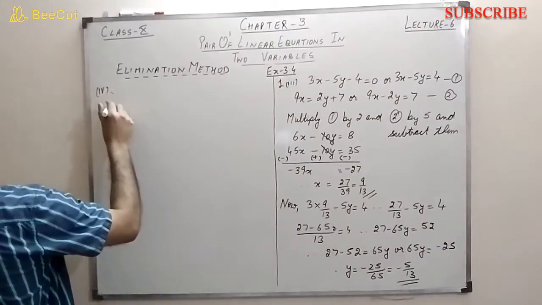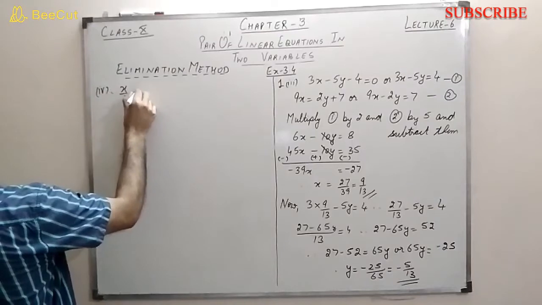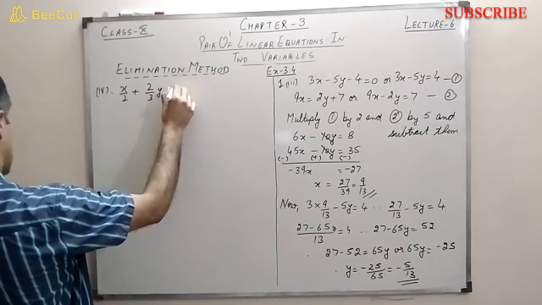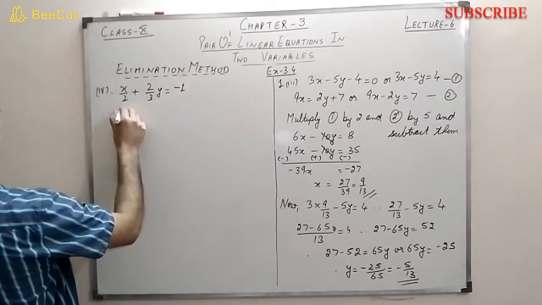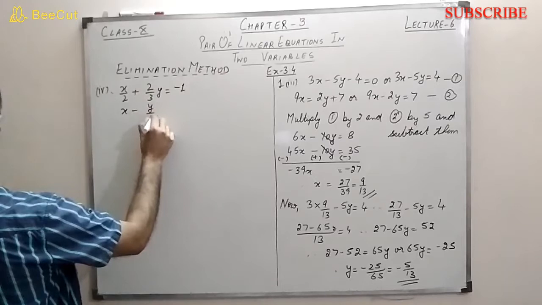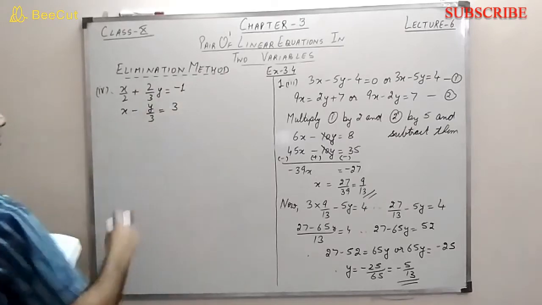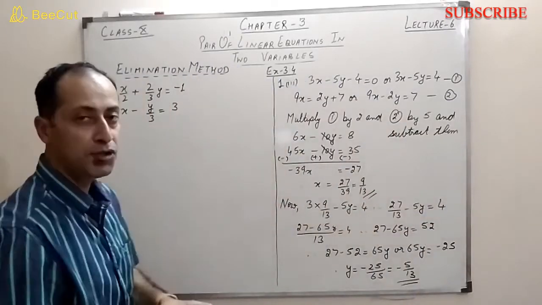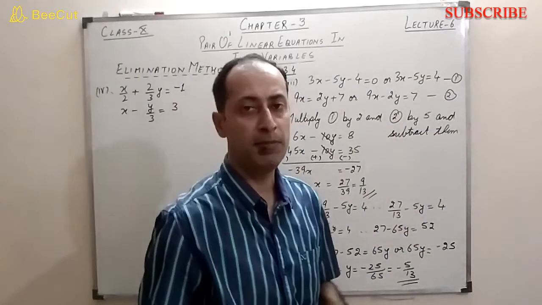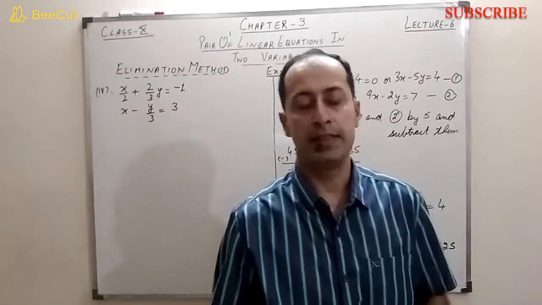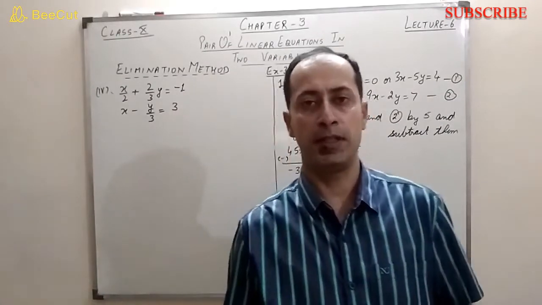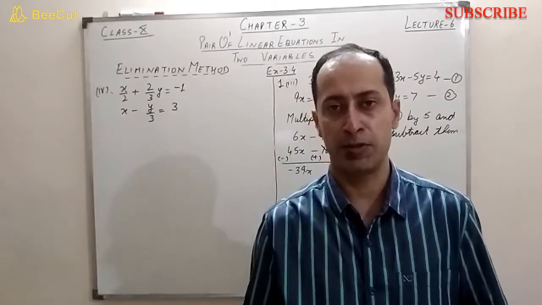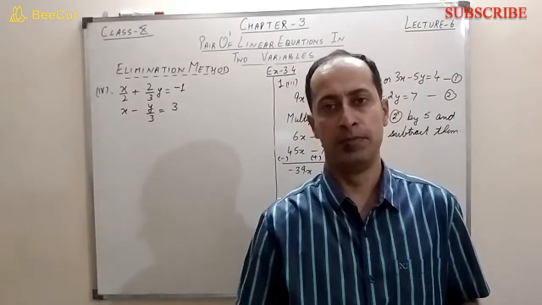Now the fourth part I am doing with you. x by 2 plus 2 by 3y equals to 1 minus 1, and then I have x minus y by 3 equals to 3. So these are the two equations given to me. One thing more, the question is that you have to solve these equations by elimination method also and substitution method also. Since I have already taught you how to do the substitution method in my previous lectures, I am not doing the solution of these equations using the substitution method. That I am leaving to you.